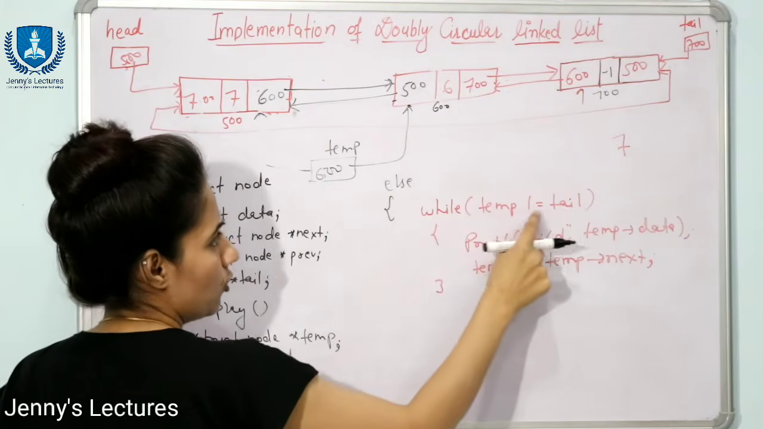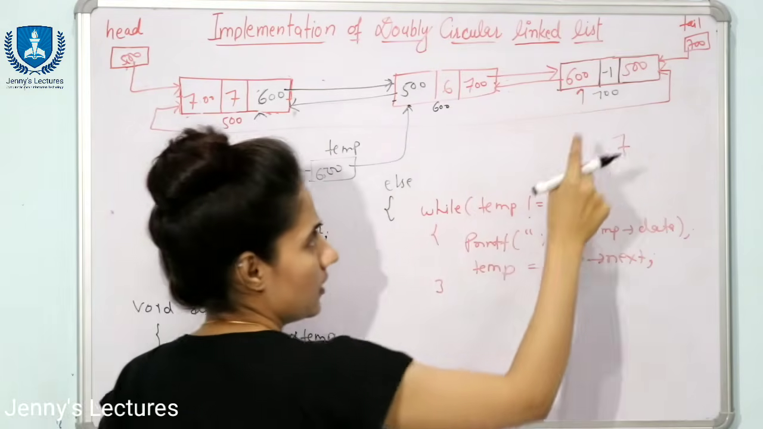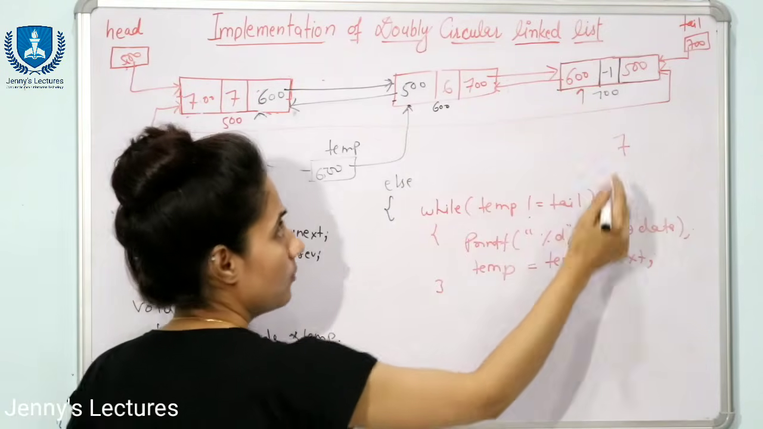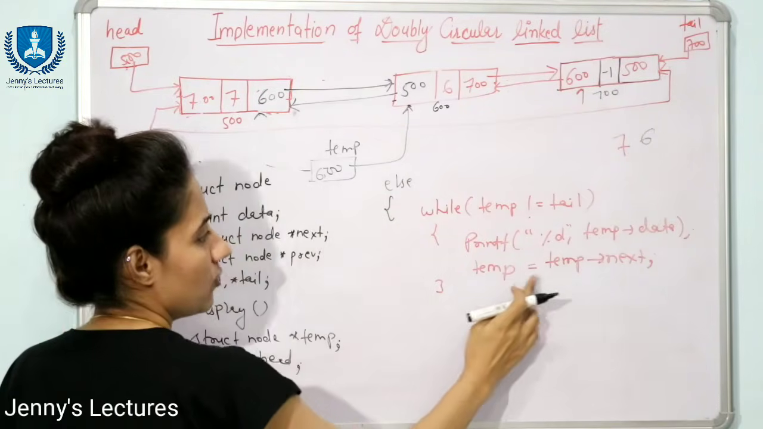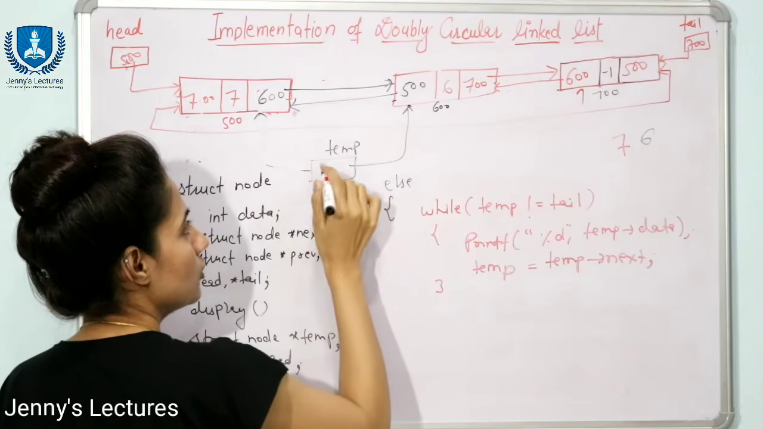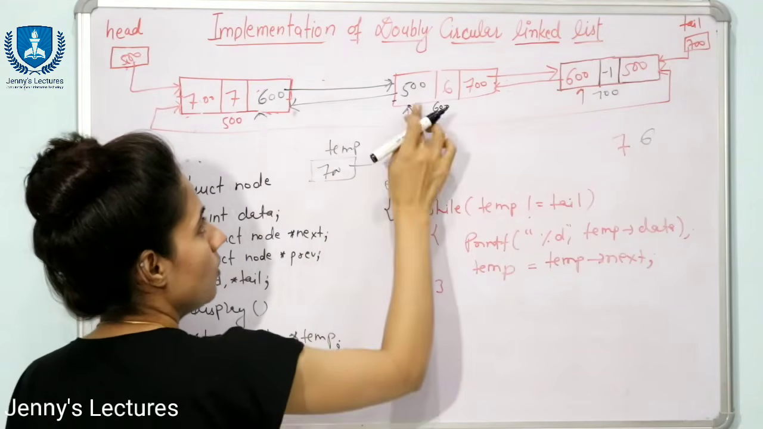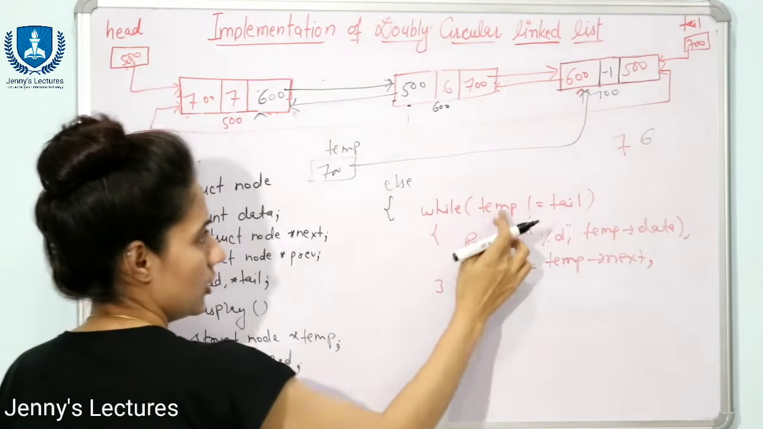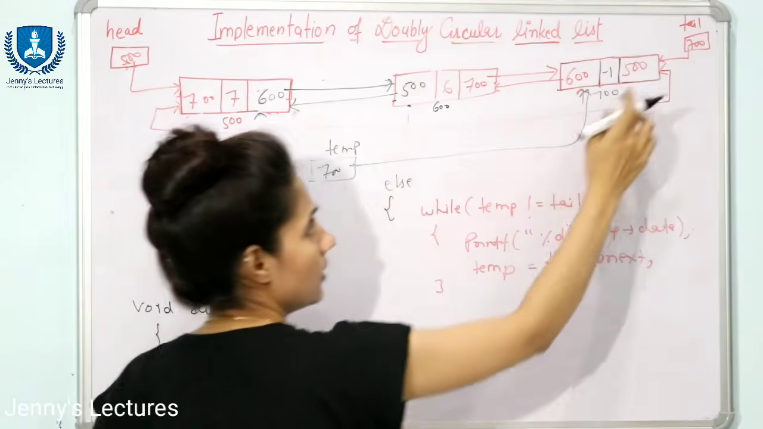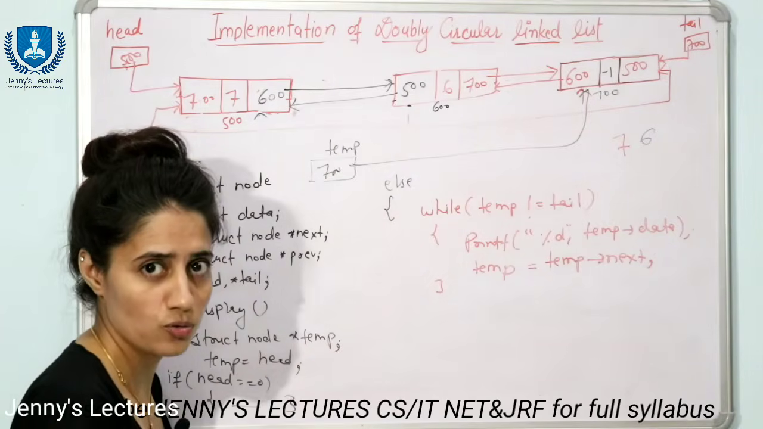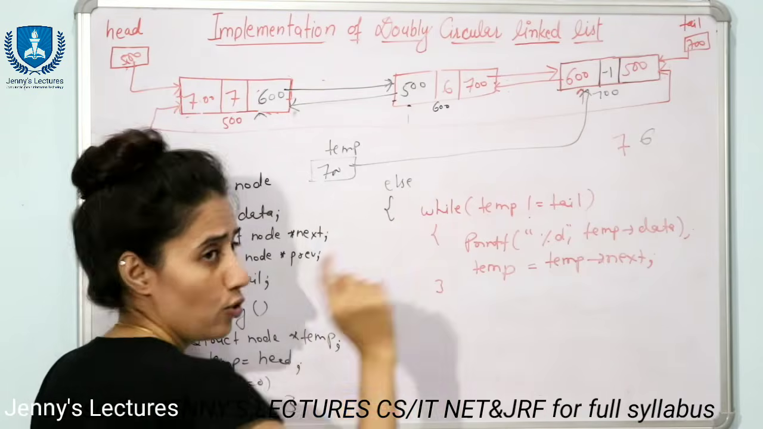Now again check, temp not equal to tail: temp is 600, tail is 700, yes, the condition is true, we will enter into this loop again, printf temp of data, that is 6. Now temp is equal to temp next, in temp next we have 700, so now we will store 700. So now temp is pointing to this node. Now check the condition, temp not equal to tail: temp is 700, tail is also 700, which means we have reached the last node, right? But see, the condition is not true now.